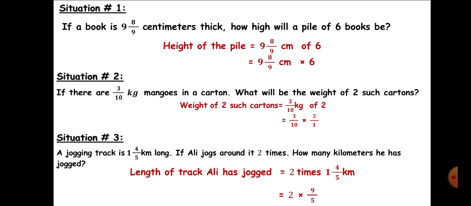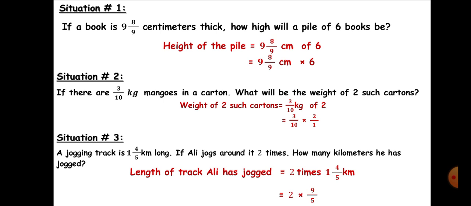So situation 2 is that if there are 3 over 10 kg of mangoes in a carton, then what will be the weight of 2 such cartons? So the weight of 2 such cartons equals 3 over 10 kg of 2, and "of" is going to change to multiplication, and 2 is going to be written over 1, and then we have to do the multiplication that we discussed yesterday.